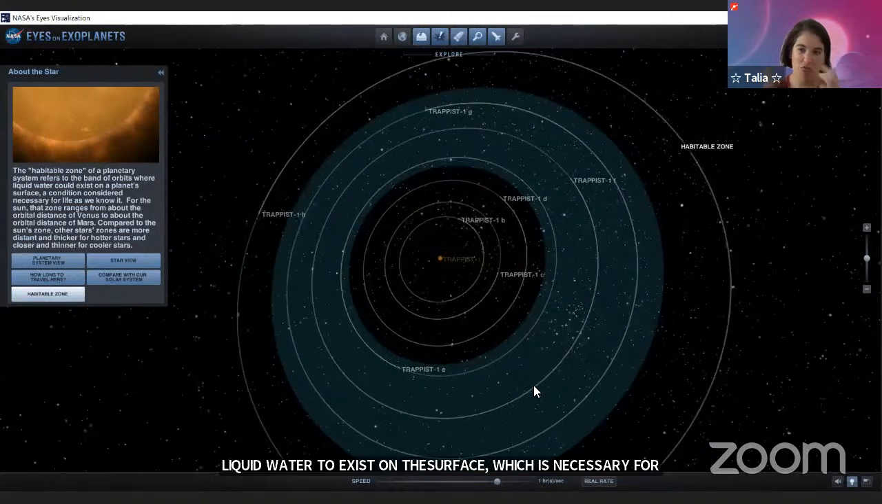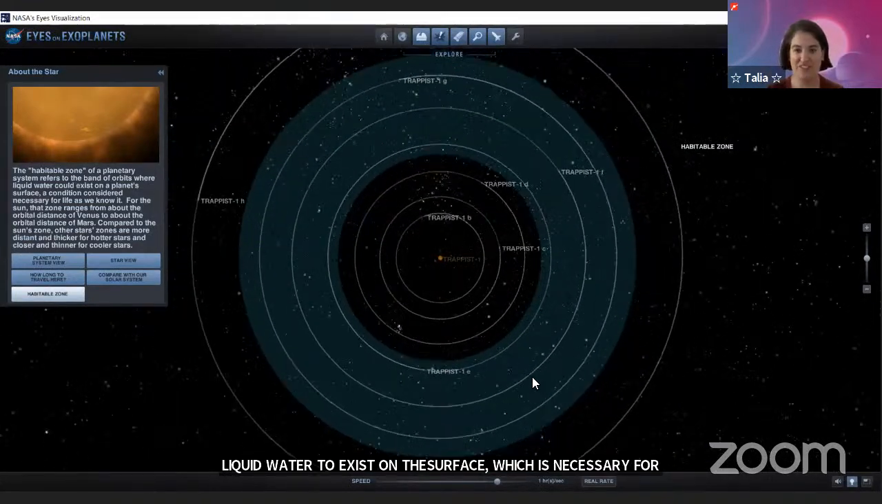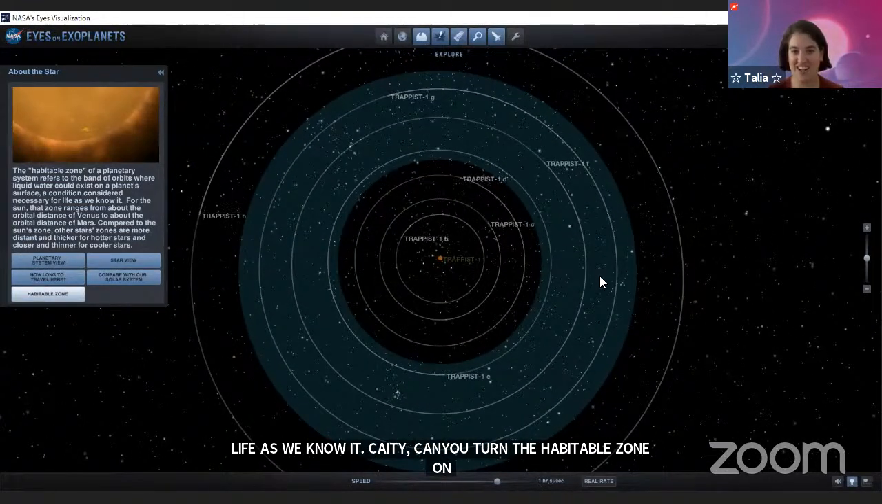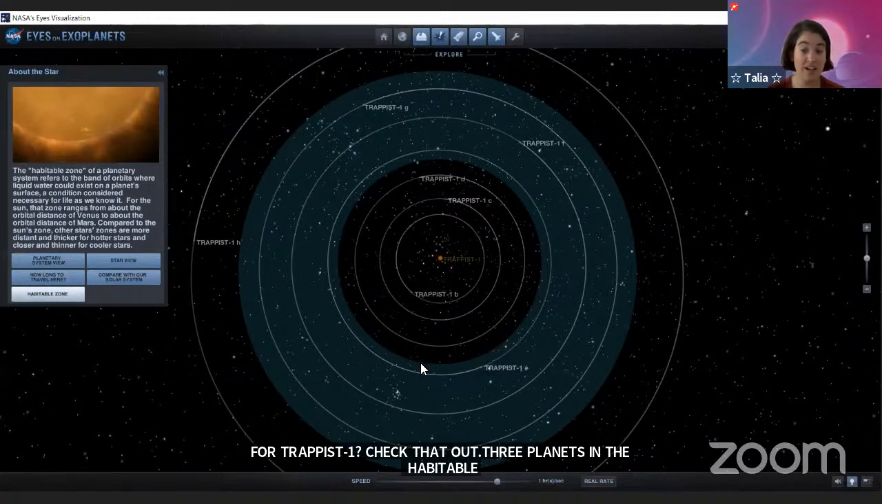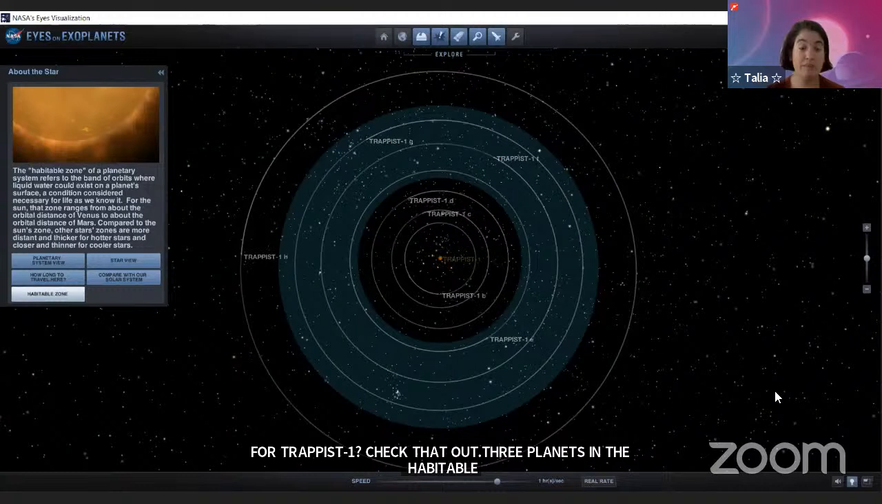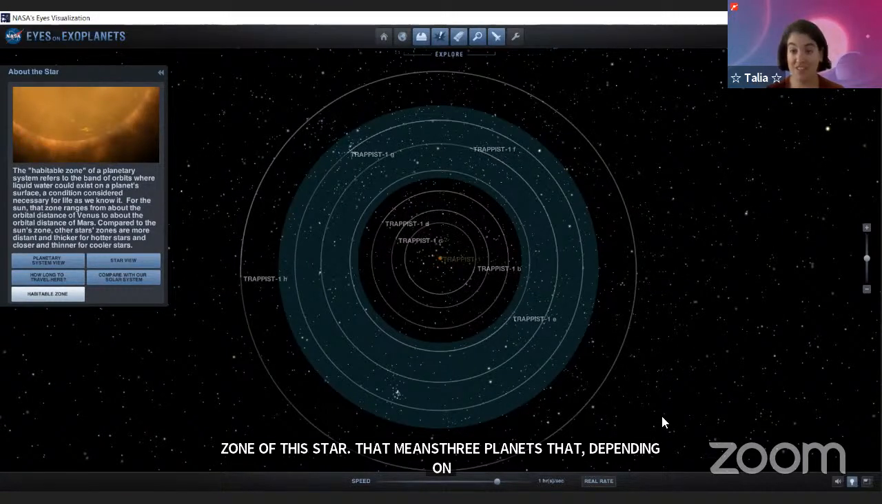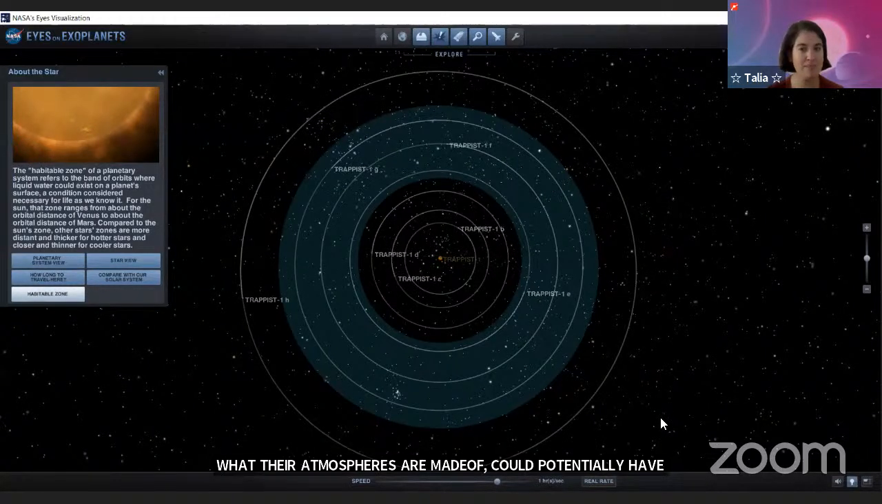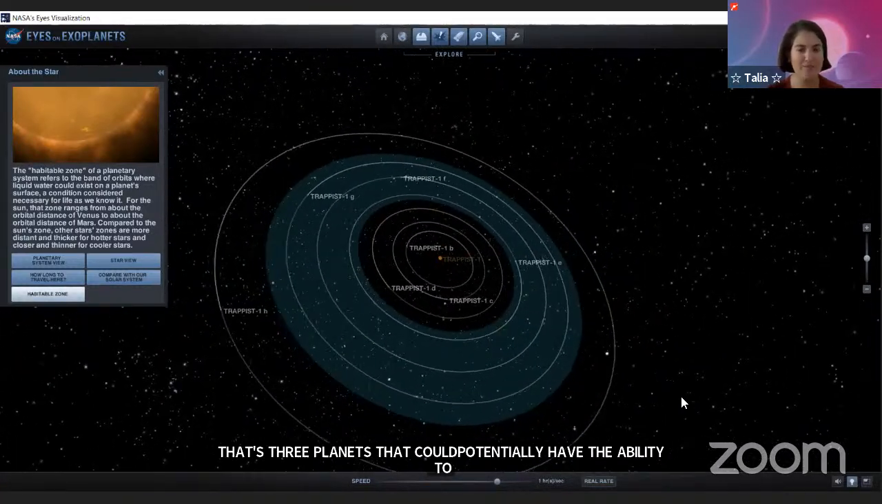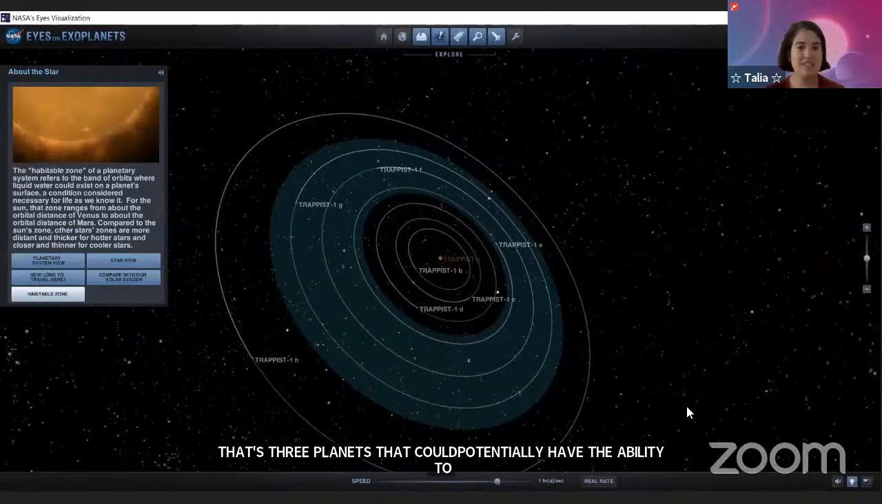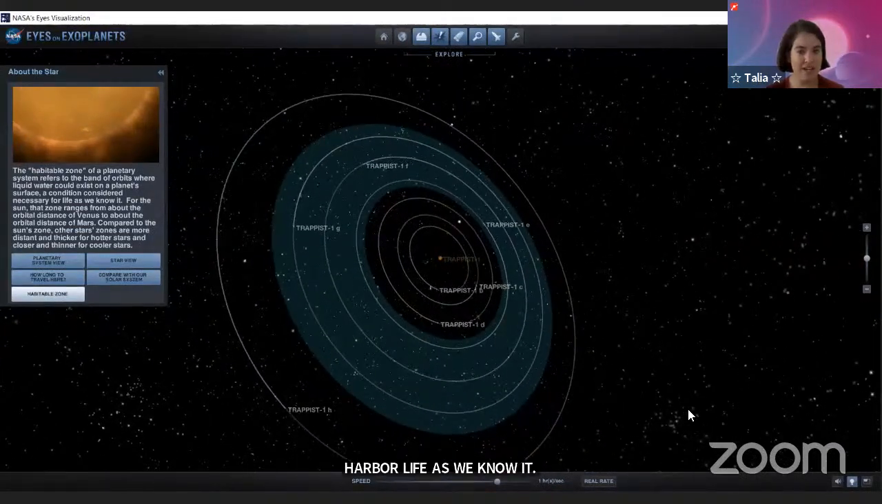Check that out. 3 planets in the habitable zone of this star. That means 3 planets that, depending on what their atmospheres are made of, could potentially have liquid water on their surface. That's 3 planets that could potentially have the ability to harbor life as we know it. And this one's pretty close. It's only 40 light years away, which means this is a great solar system for us to try and study up close.